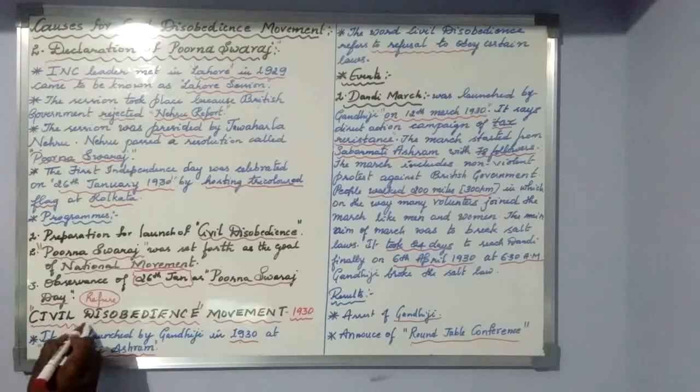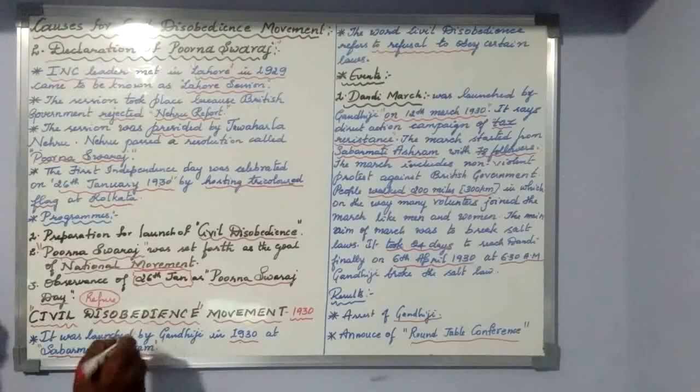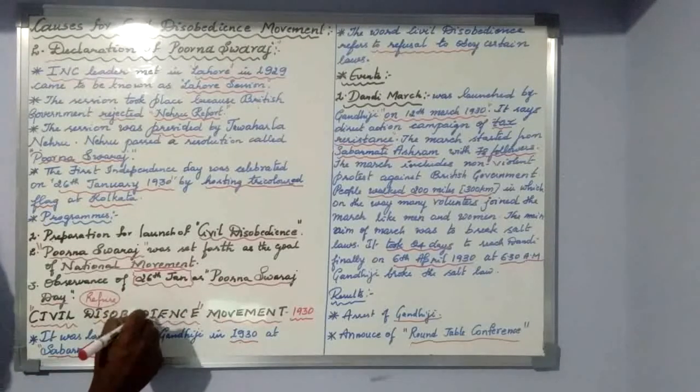Civil means law, and disobedience means refusal. So that is the civil disobedience movement, which was launched by Gandhiji in 1930, soon after the Purna Swaraj declaration in India. The programs and the plans will be the same. I have not written them here. You can copy them from the non-cooperation movement programs.